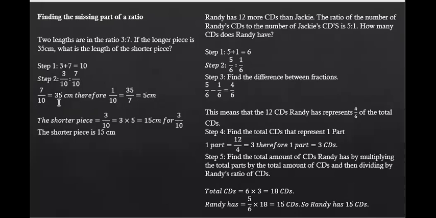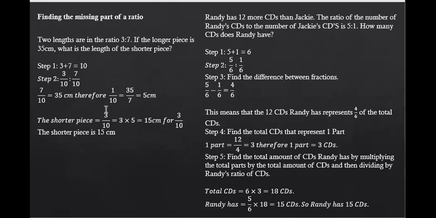Or another way we could say it is 7/10, right, would be multiplied by 35/1. And that's how you would get 1/10 is equal to 35/7. And you get 5 centimeters. So you cross multiply to be able to get it.